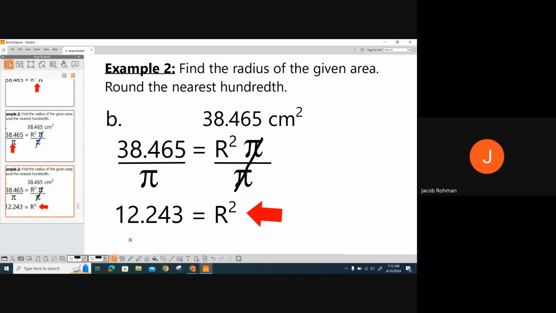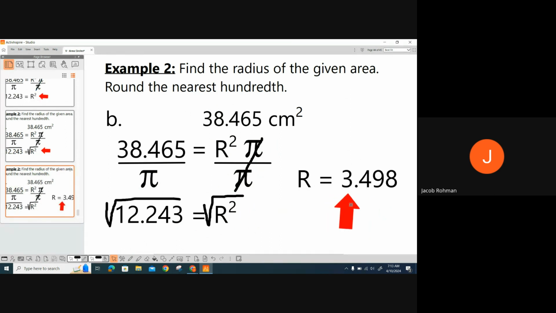Now, to solve this equation further, we will undo the squaring by square rooting both sides. And then if I take the square root of 12.243 and the square root of r squared, then I'm going to get r is equal to 3.498. And if I'm rounding to the nearest hundredths, I look at the 8 to tell me what to do with the 9, which means I'm going to round that up to 3.5 centimeters.